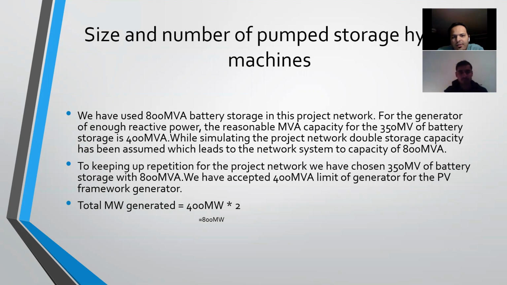We have used 800 MVA battery storage in the project network for generating enough reactive power, and the reasonable MVA capacity for 350 MW battery storage is 400 MVA. While simulating the project network, double the storage capacity has been assumed, which led to the network capacity of 800 MVA. To keep this for the project network, we have chosen 350 MW of the battery storage with the 800 MVA. We accepted a 400 MVA limit generator for the PV framework generator. So the total MVA generated is already defined here: 400 into 2 equals 800 MVA.